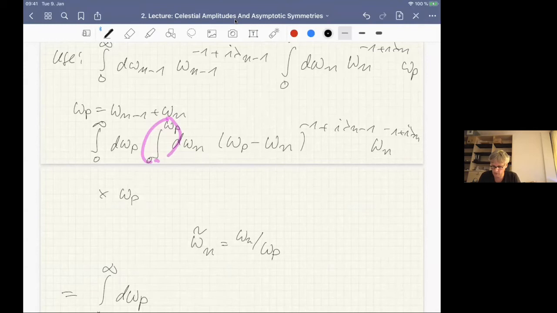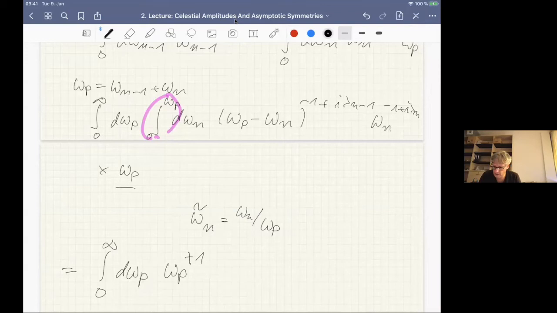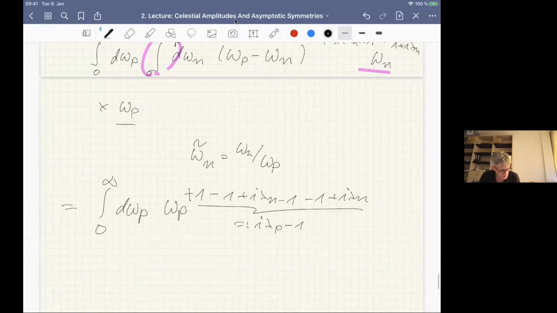So we get omega p to the minus one to the plus one. This is of course this omega p here, and then since we can pull out the omega p from here, we get minus one. We can pull out omega here, where we get minus one plus I lambda n minus one. From here, we get an additional omega p factor, which gives us minus one plus I lambda n. And actually the whole thing is I lambda p minus one. I mean, it can be defined as I lambda p.